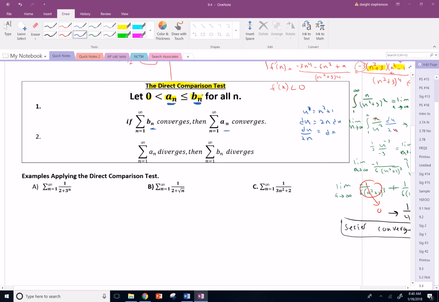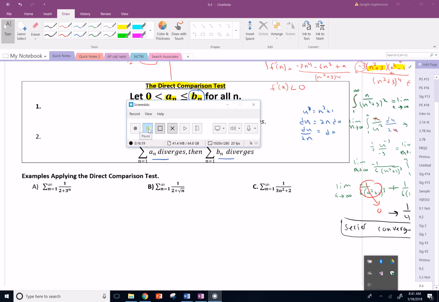So if I can show that this series that I know is bigger than this other one converges, then the smaller one also converges. And if I can show that the smaller one diverges, then that will show me that the bigger one also diverges. All right, so it's really kind of weird at first, but let's see how this goes.